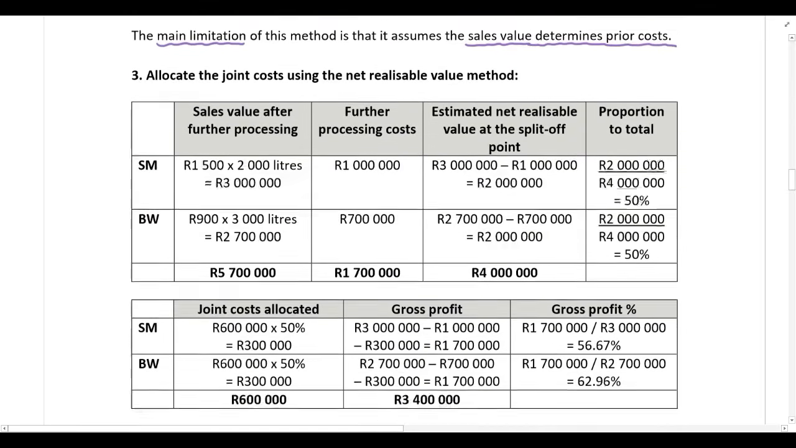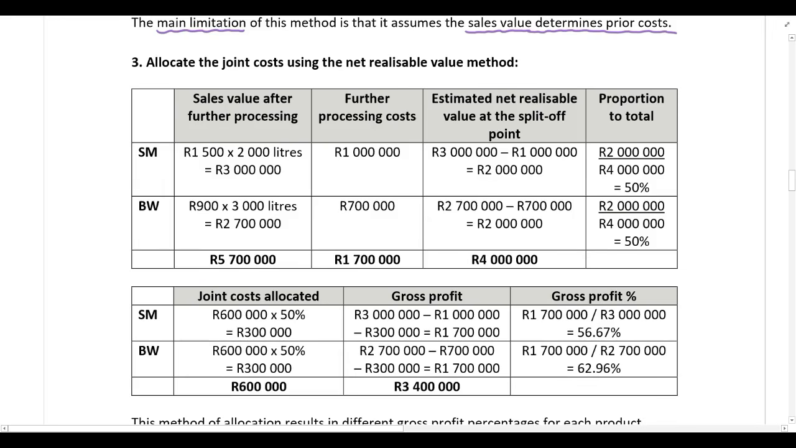So please make sure when you are studying all of these methods, you can perform the calculation and you also understand the limitations associated with each method. Then for the third method, we now need to allocate the joint costs using the net realizable value method.